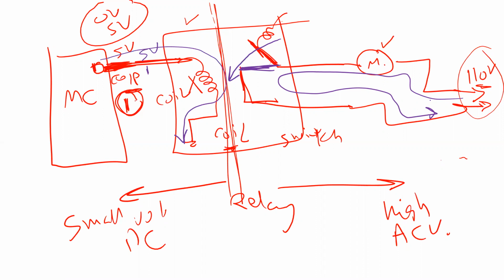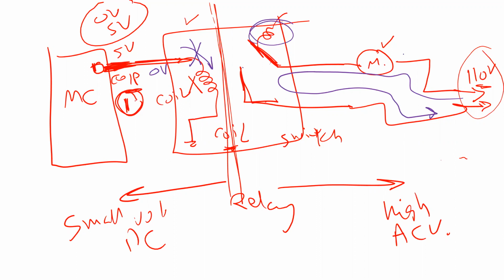Now if you put 0 volt here, there is no current, so the coil is not a magnet. In this case the switch opens, because the switch has a spring. So the circuit is now open and the motor is not going to work.